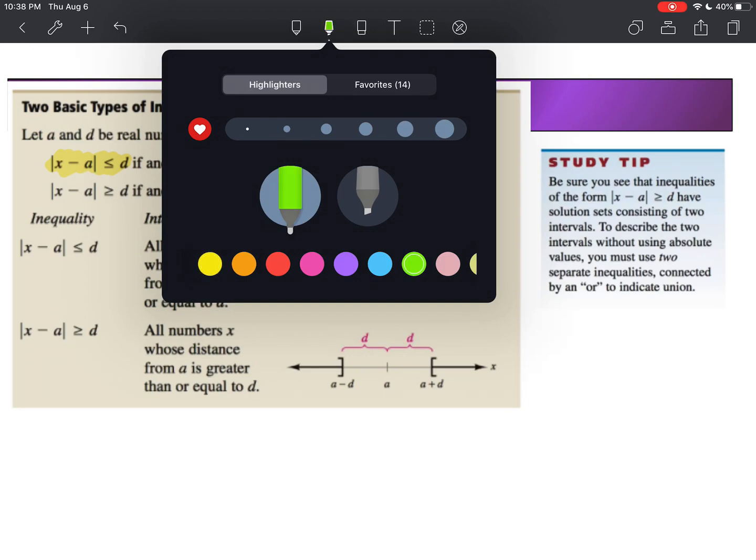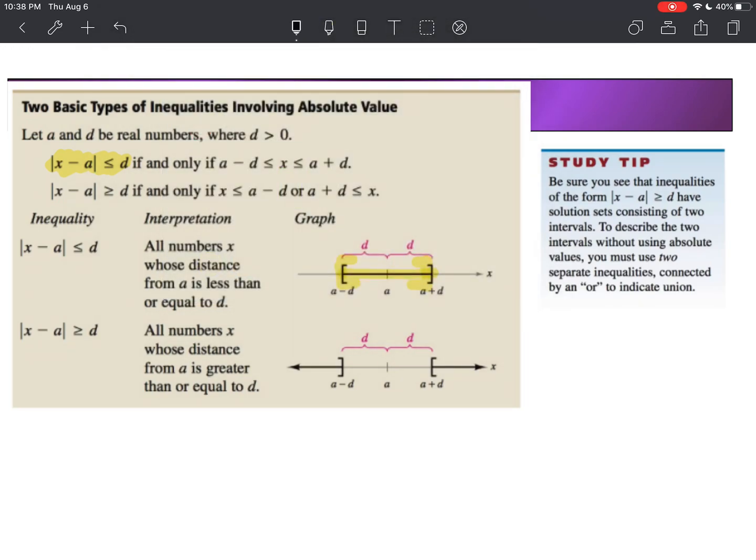The next one, if the absolute value of x minus a is greater, then you're going to have either or as part of your solution. Either or as part of your solution.